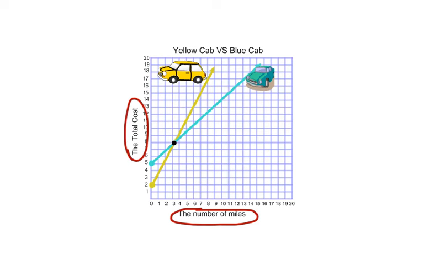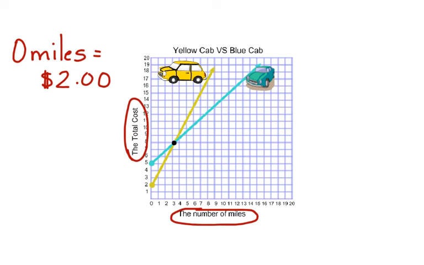Now, if you look at the yellow cab first, you can see that to go 0 miles costs $2. So we can say 0 miles equals $2. So the minute someone steps in that taxi cab, they're going to automatically be charged $2. Then let's look at how much the yellow cab charges for each mile after that.